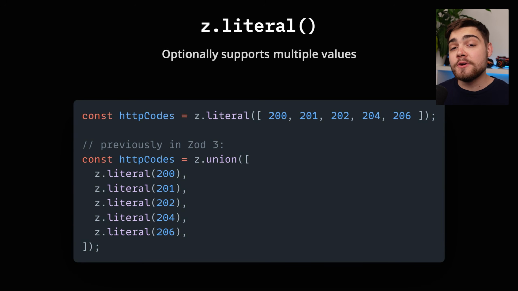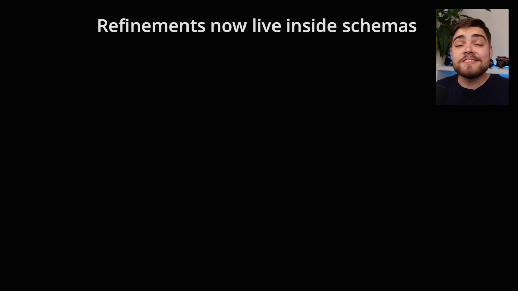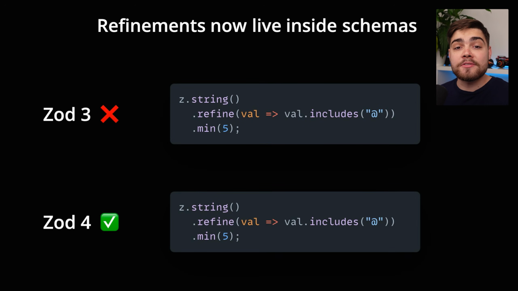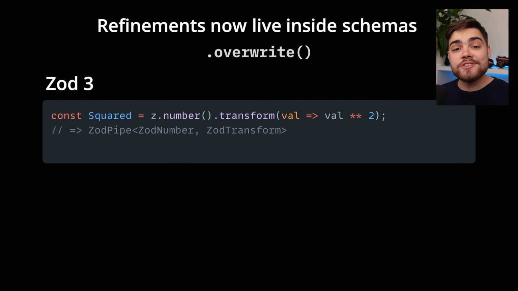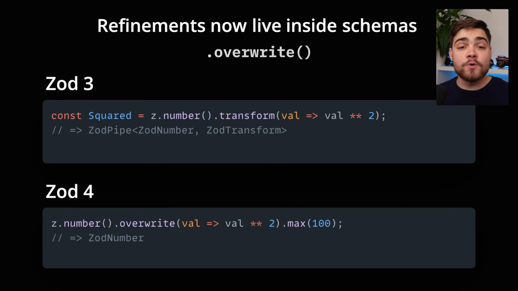That's a nice developer experience change, but an even better one is refinements now live inside schemas. This is extremely useful as it means you can use schema methods on refinements like max, min, and everything else. This change has also allowed the addition of a new overwrite method for representing transforms that don't change the inferred type. Unlike .transform, this method returns an instance of the original class, so in this case it retains the Zod number type.